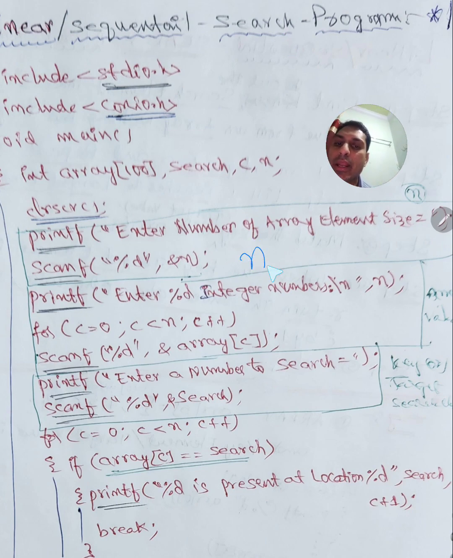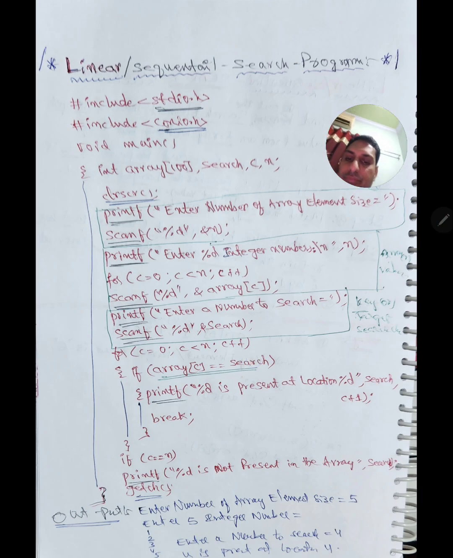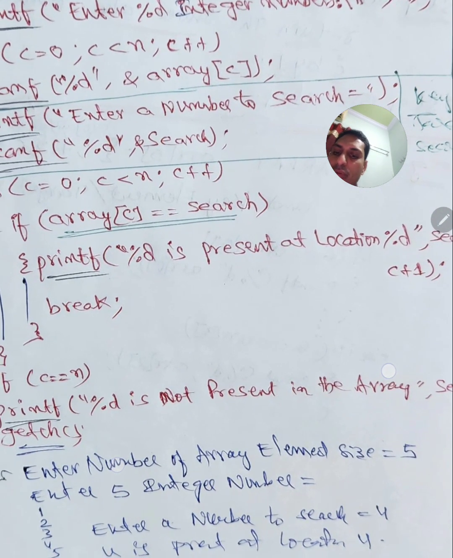See, for example, n you have entered as 5. 5 is the size. Now you need to enter, this n will be at percentage d. Enter percentage d, enter 5 integer numbers. So n is 5, so enter 5. You will see it in the output also. I will show you that. See here below with the blue pen.